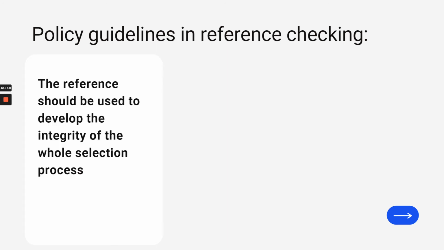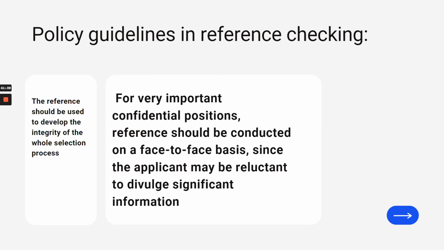One, the reference should be used to develop the integrity of the whole selection process. So you do not just check casually because you merely want to snoop, as if you were stalking the applicant, right? It should be to develop the integrity of the whole process.